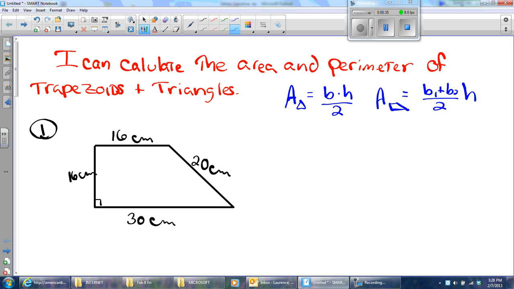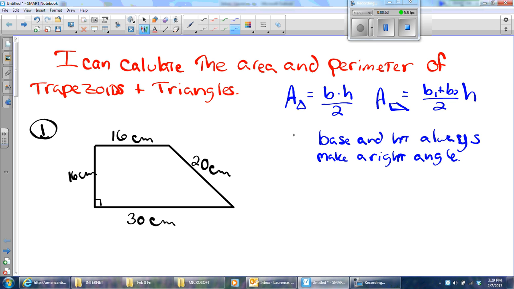What did I just say? Base and height always make a right angle.